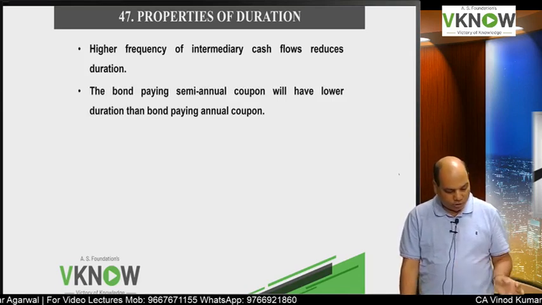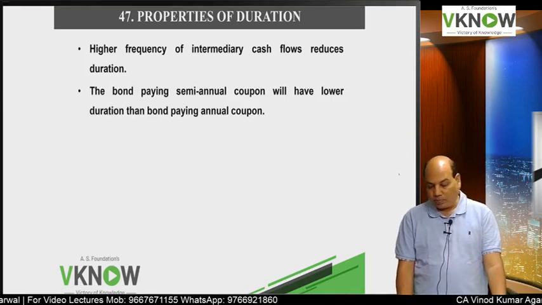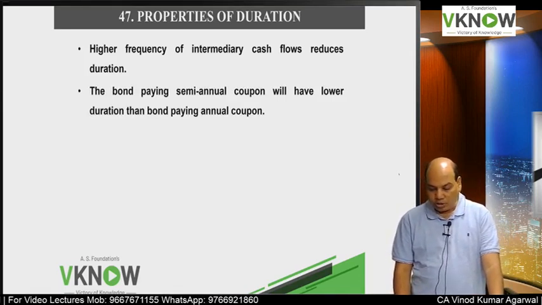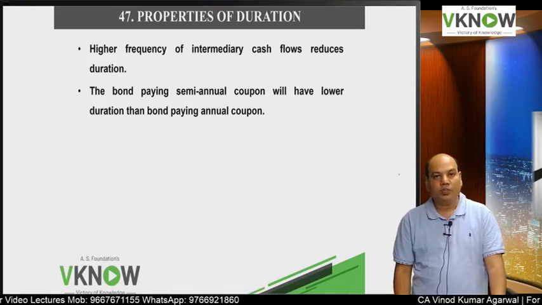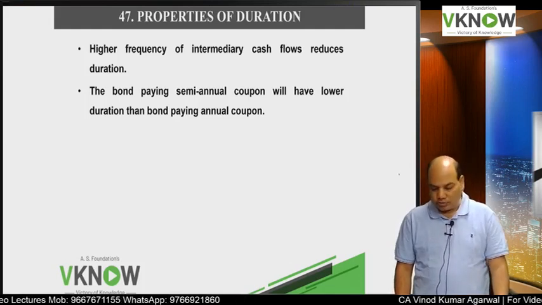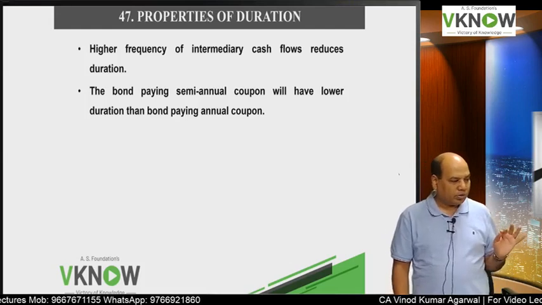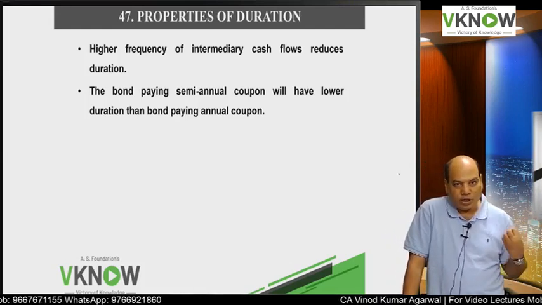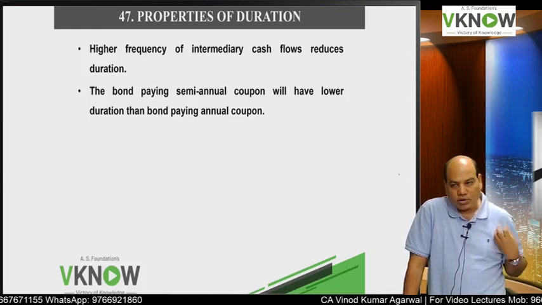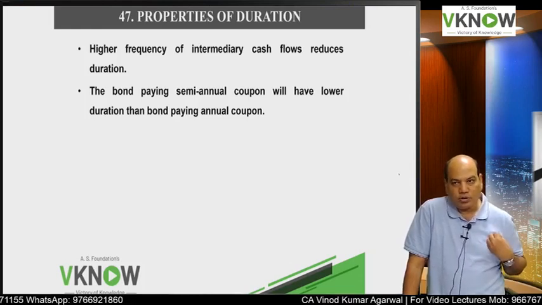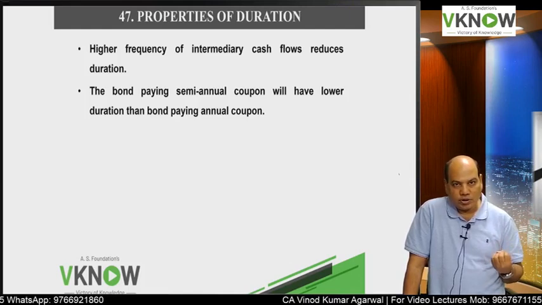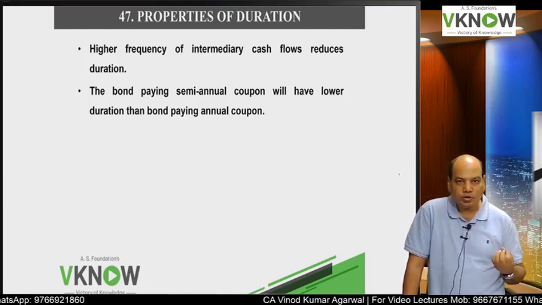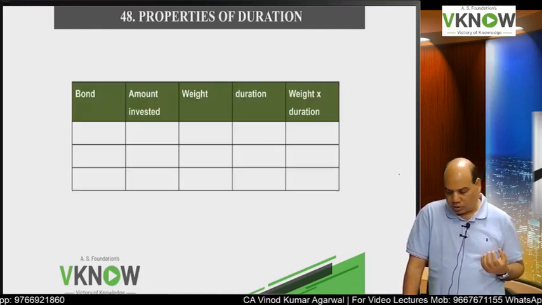So I have written this note also. The semi-annual coupon paying bond will have lower duration than bond paying annual coupon. Here I am not taking a question because it is very easily understandable. If you receive cash flow in 6 months and if you receive cash flow in 12 months, the one which is received in 6 months is received early, so therefore its duration would be lower.